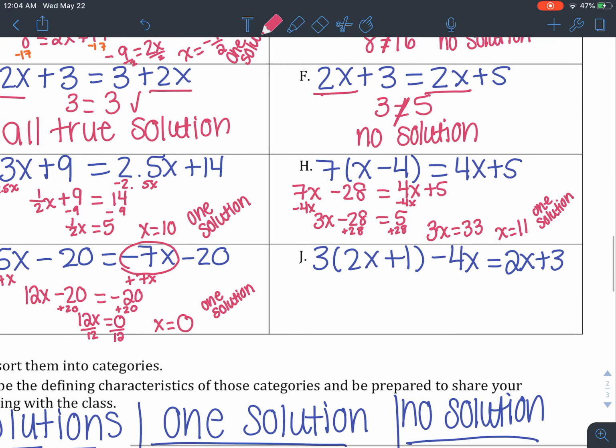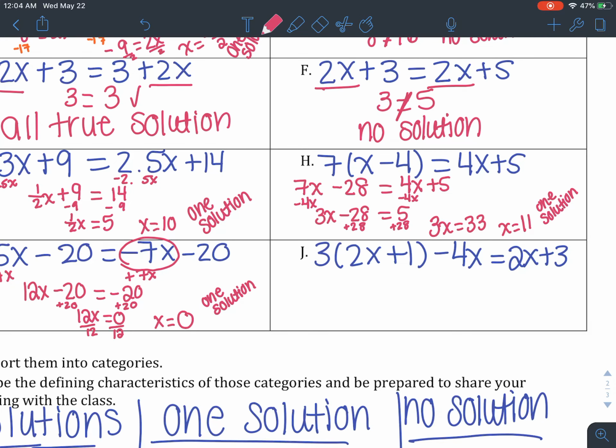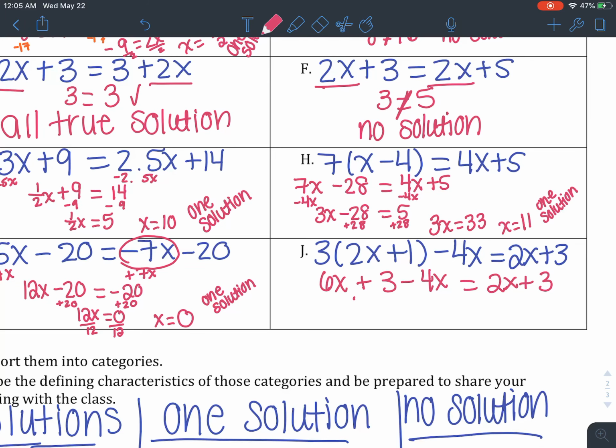And last but not least, we've got another distributive. So 3 times 2x is going to give you 6x plus 3 minus 4x equals 2x plus 3. Oops, that is not a good 3. All right, so now let's combine like terms on the left side. So 6x minus 4x, that's going to be 2x plus 3 equals 2x plus 3. And I just think I rewrote both sides the same.